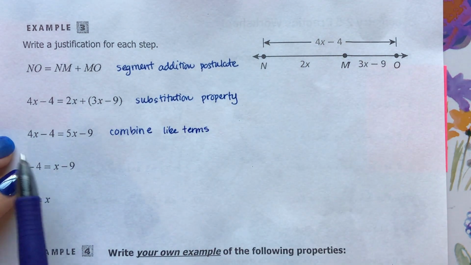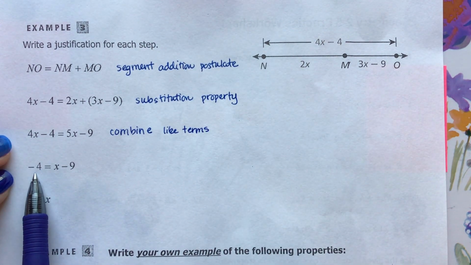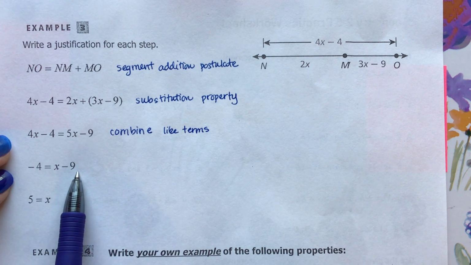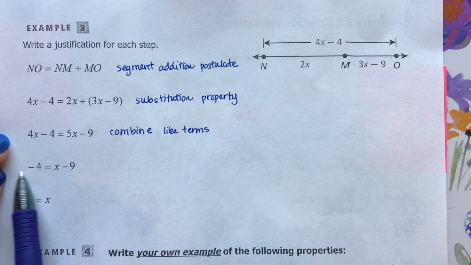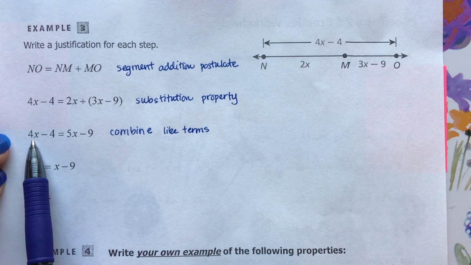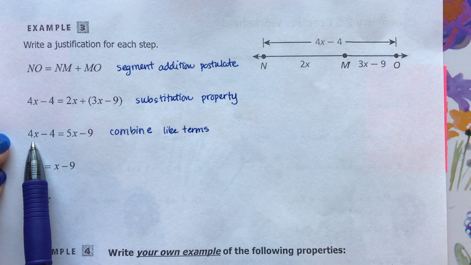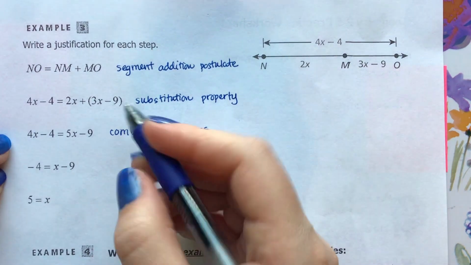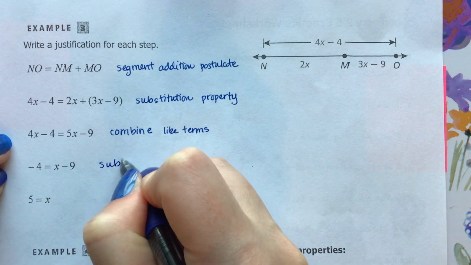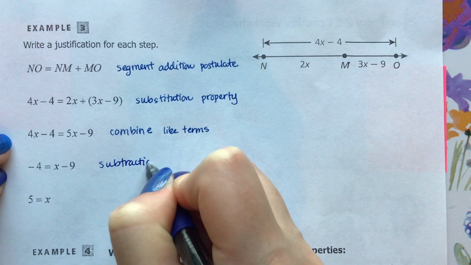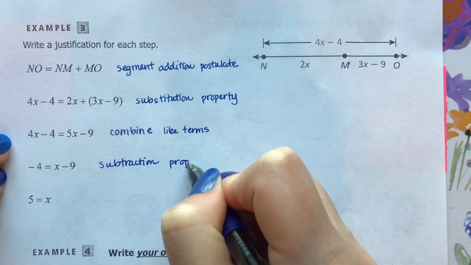Then we have to ask ourselves, how did they get to negative 4 is equal to x minus 9? Well, notice there's no x terms on the left, so ideally we would notice, hey, they subtracted 4x from both sides, so this is going to be the subtraction property of equality.